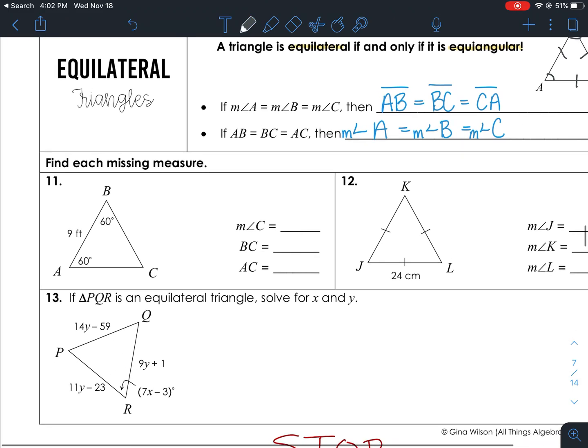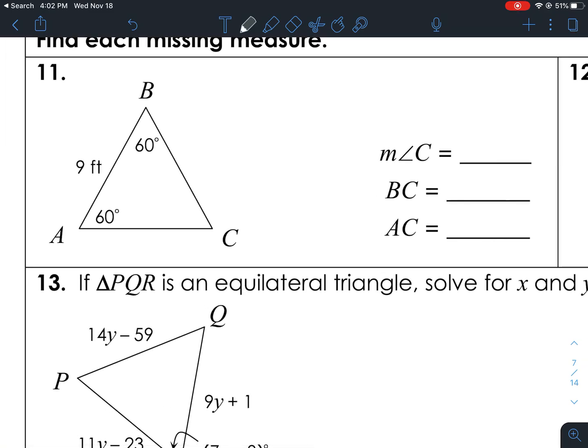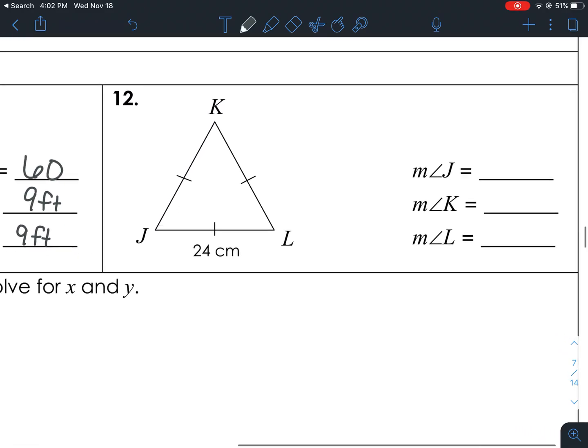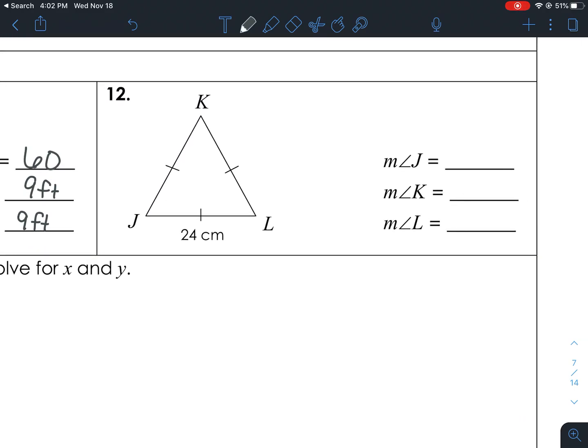All right. So let's talk about this one. Now, the nice part about these triangles is that no matter what, your angles are always 60. That's because they're all equal. So 180 divided by 3 is going to give you 60. We know that this side is 9, which means all of my sides are 9. Next, we're going to talk about 12. So like I said, all of my sides are going to be 24. And with an equilateral triangle, all my angles are 60. So that's going to be 60. That's going to be 60. And that is also going to be 60.